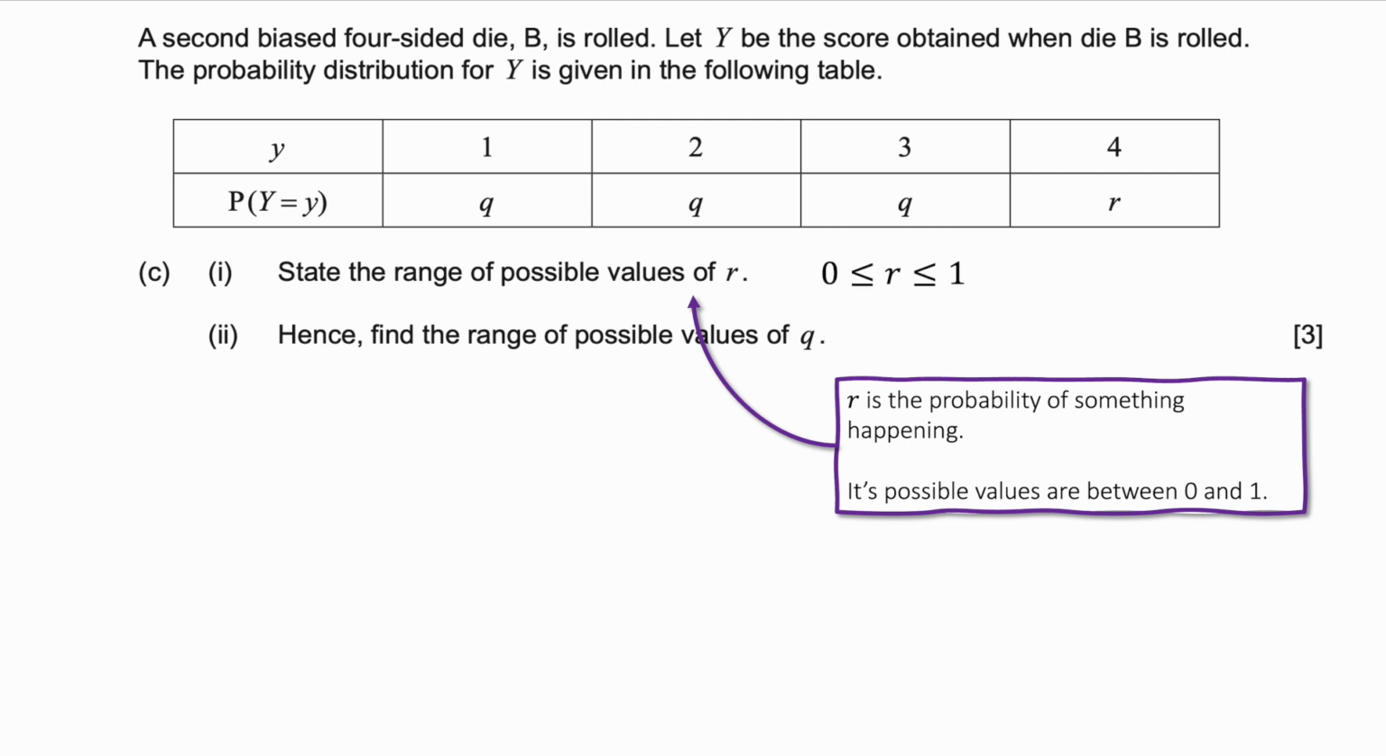So we know that R is a probability, so therefore it can be anywhere between 0 and 1. So there's nothing else to worry about with R, it's just between 0 and 1. 0 is less than or equal to R, is less than or equal to 1, because it's a probability. And hence find the possible values of Q.